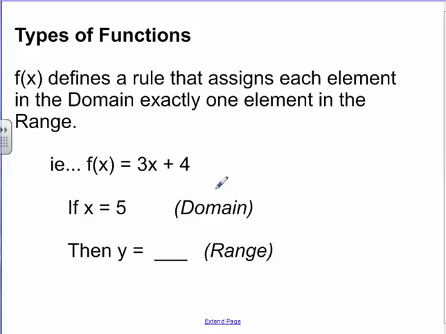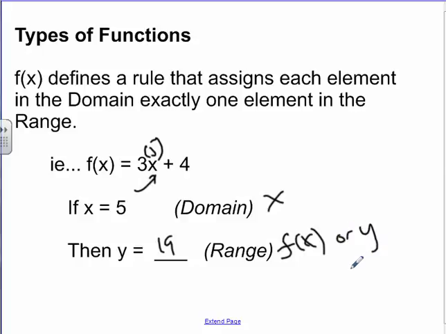So this is a pretty basic example then. If I ask you to make x be your input, your domain, all you've got to do is plug in 5 for x. So it'd be 15 plus 4, which means that your output is 19. So hopefully those are words you're familiar with. Domain, your inputs, which we represent with x. Your range, your output, which we either represent with f of x or y.